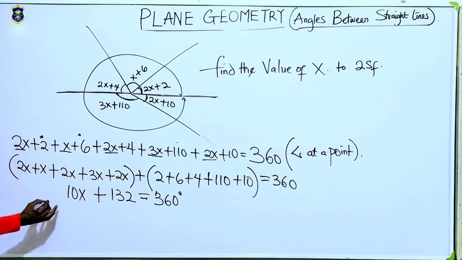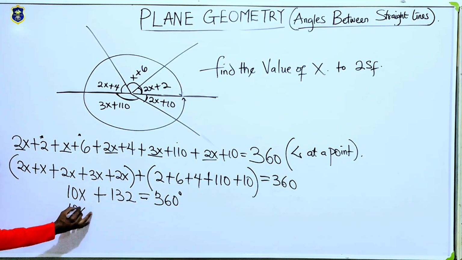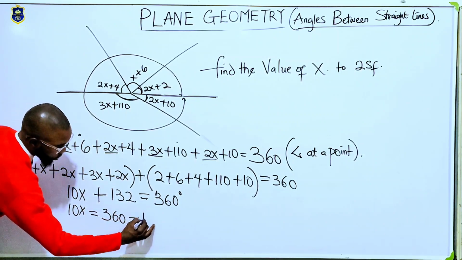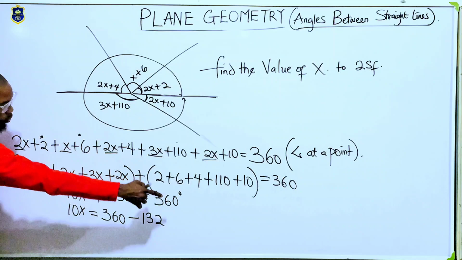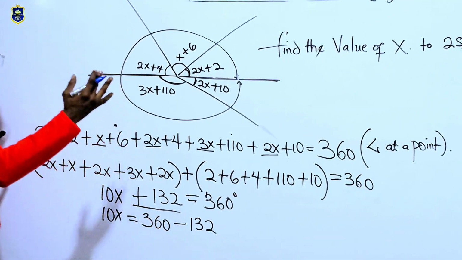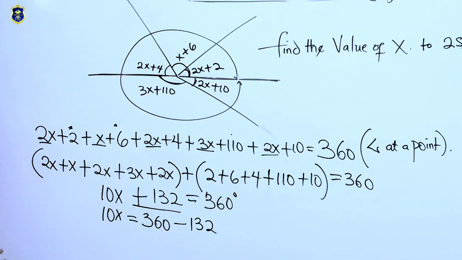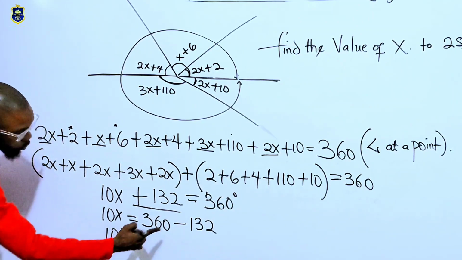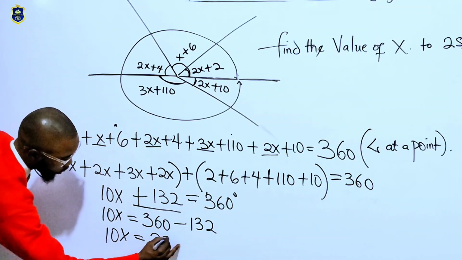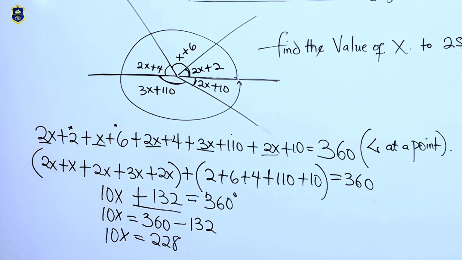So from here, we're going to collect terms. Everything here will go there. So we're going to have 10x equal to 360 minus 132. This guy crosses to become minus. That's the fair understanding. I've already explained this in the former video. You can go and check it out. I'll leave a link in the description box below. So we have 10x equal to, if you do this, 228.